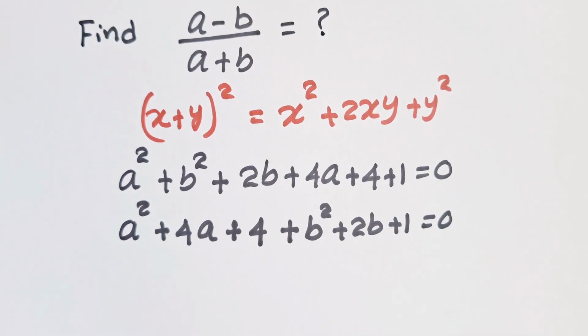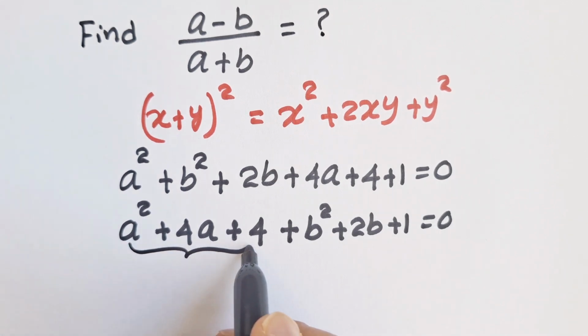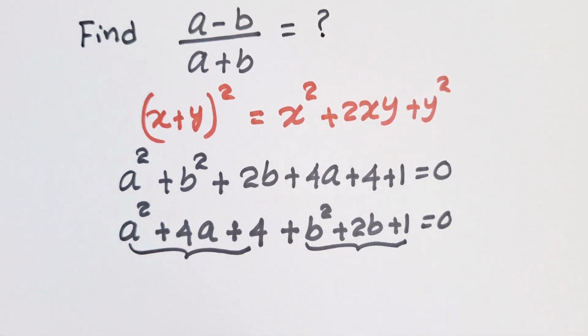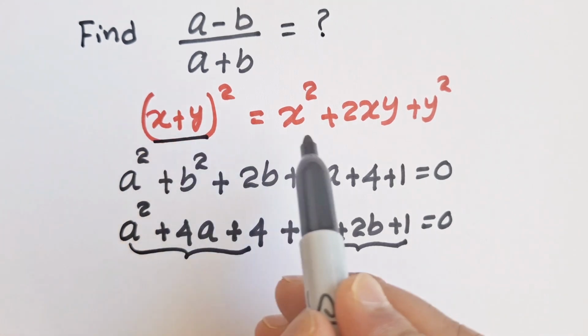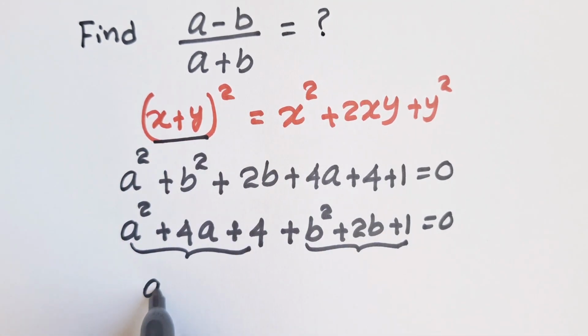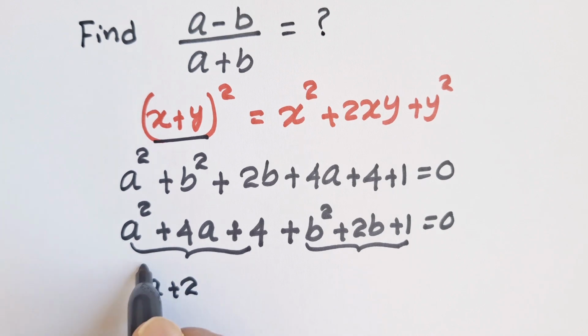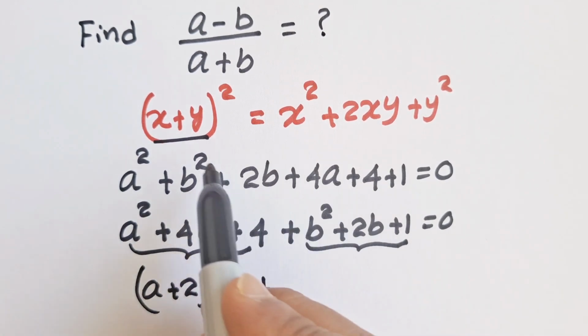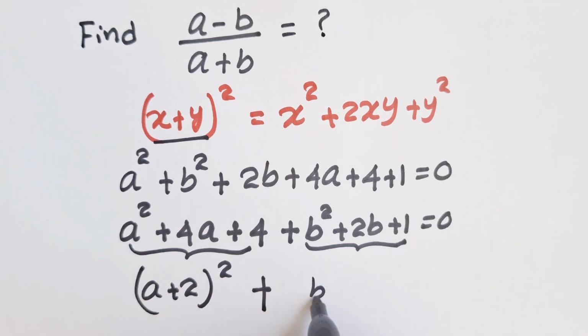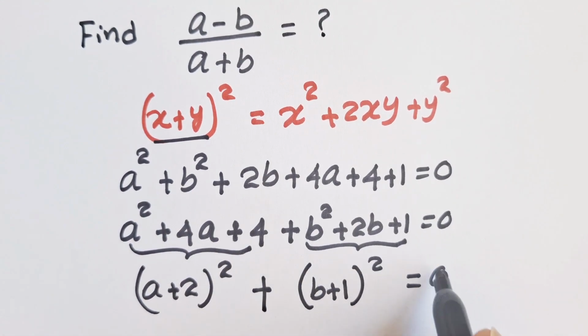Now if we look carefully at the first three terms and the second three terms separately, you can see that beautiful connection: they can be written as, first three terms, (a plus 2) whole to the power 2, plus second three terms, (b plus 1) whole to the power 2, equals 0.